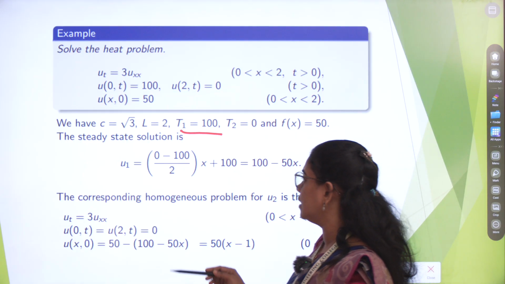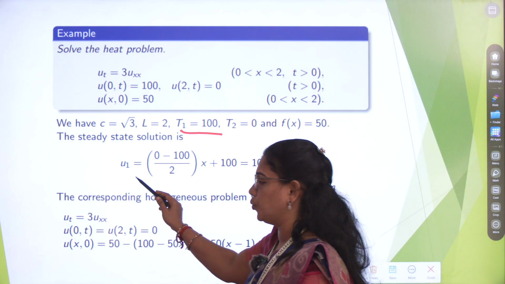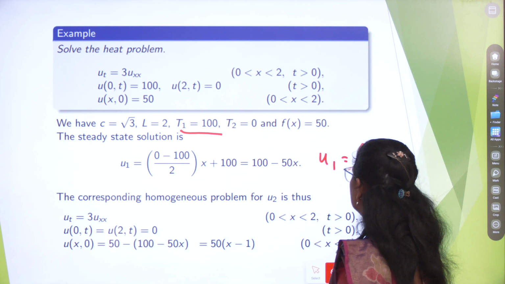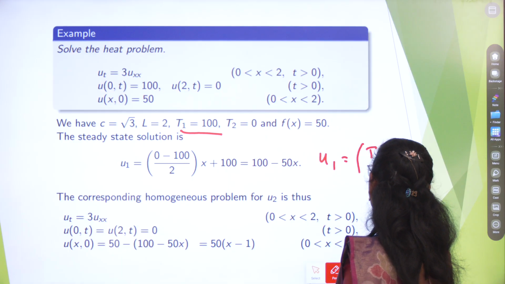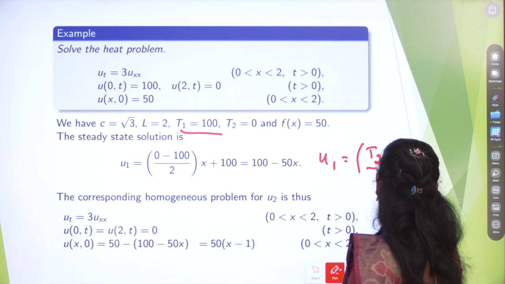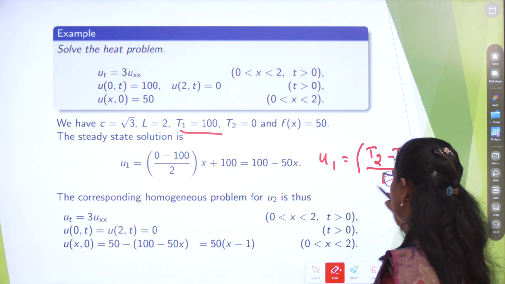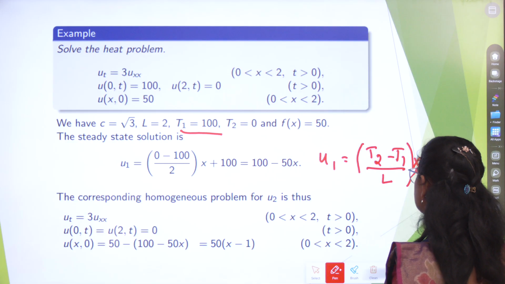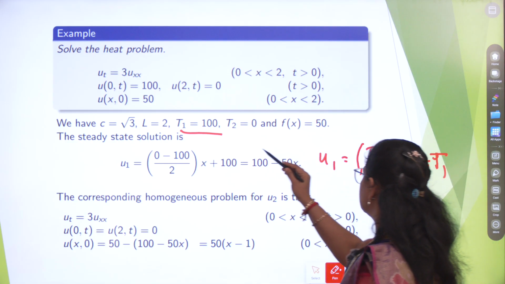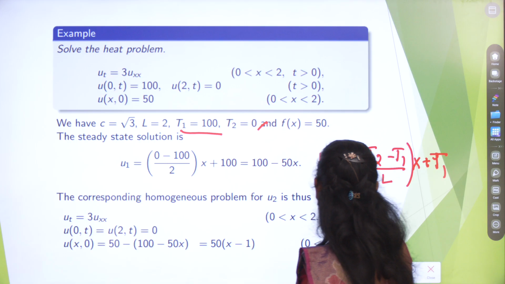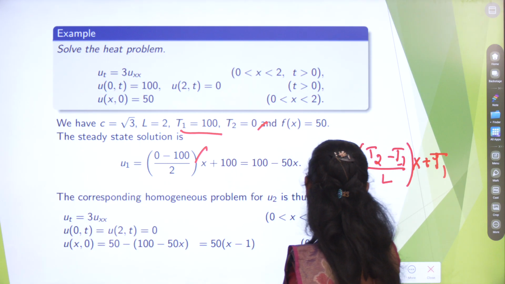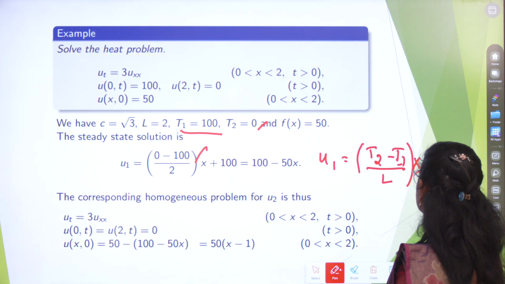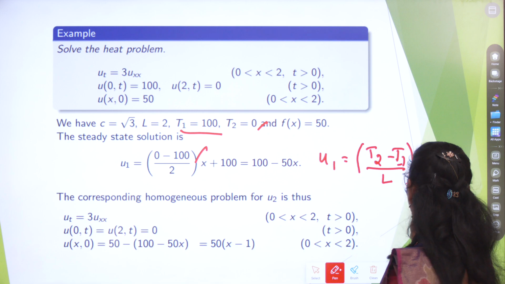Next, the steady state solution is u1. The condition of u1 equals T2 minus T1 divided by L into x plus T1. It is the u1 condition. So T2 value is 0, T1 value is 100, L value is 2, into x plus T1 value 100.